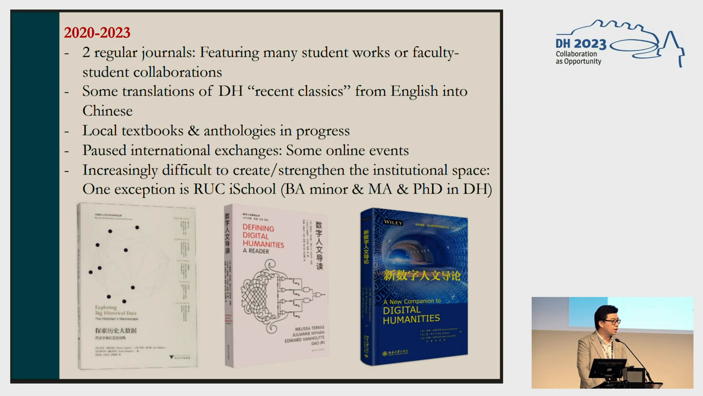With the pandemic, international exchanges have been paused or even slowed down. There are still some online events, of course, but we see a growing difficulty to create and strengthen the institutional spaces that we have talked about. One rare exception would be the Renmin University of China, especially their iSchool, because they have not just a BA minor, but they also have set up a MA in DH and a PhD program in DH.